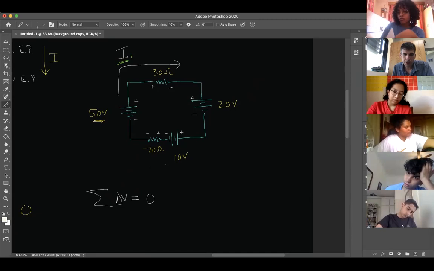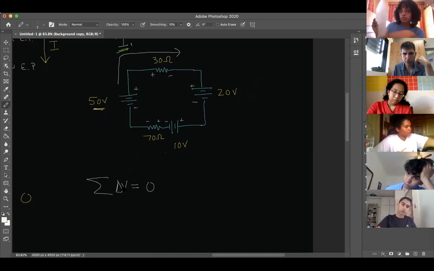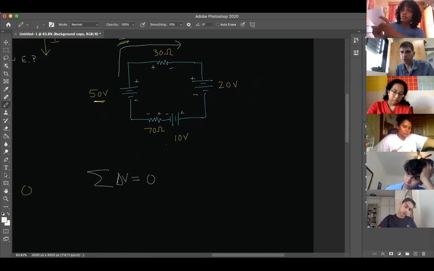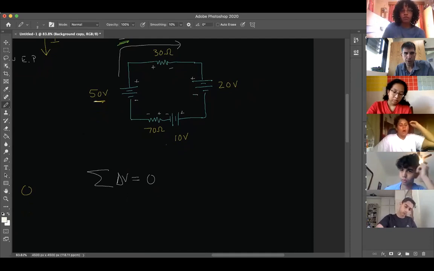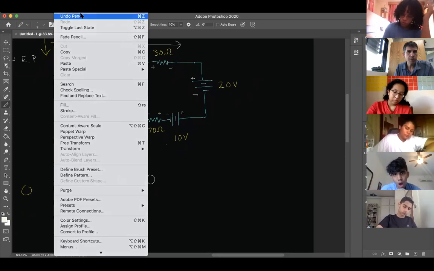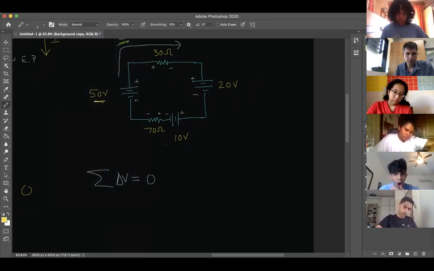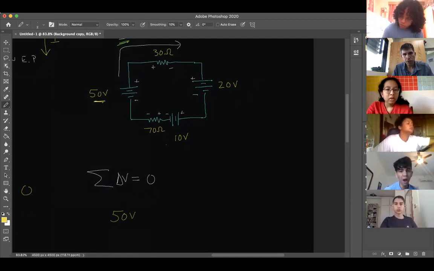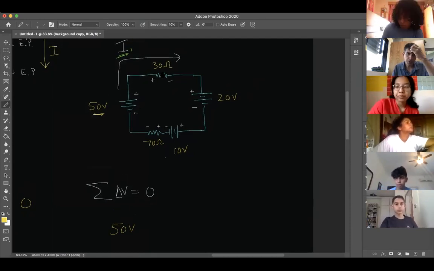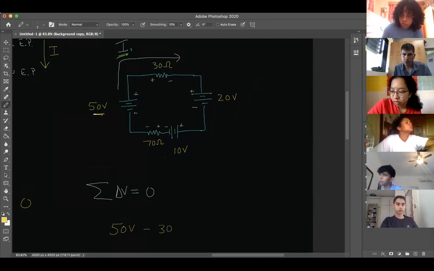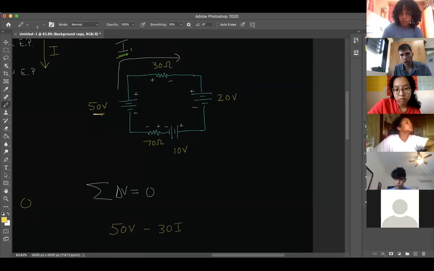You don't have to write this first step. This just lets me know that we're going to apply the voltage rules. So I'm going to start with the 50 volts. Then we're going to have a voltage drop across that first resistor, so minus 30, and I'm going to leave the units out. We still have one current, and I'm going to call it I. So it's going to be minus 30 I.